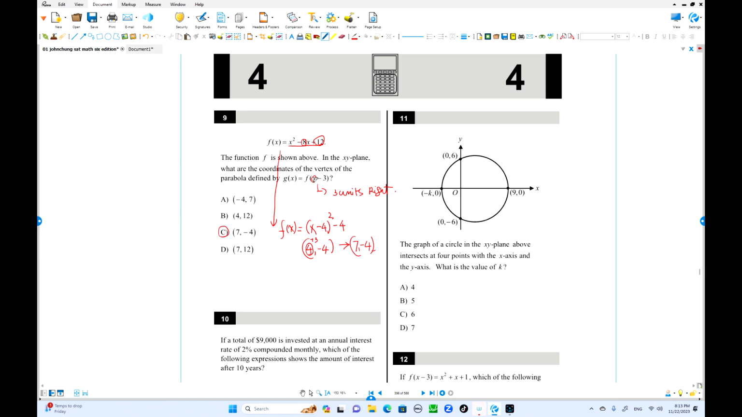Or you can put this number into the equation. G of x is what? X minus 3 squared, okay? Here, instead of x, we replace it with x minus 3, right? Minus 8 times x minus 3, and plus 12. When you expand everything, now let's find the vertex again. You will get the same number over here, okay? But I like this one, okay? We can save a little time.